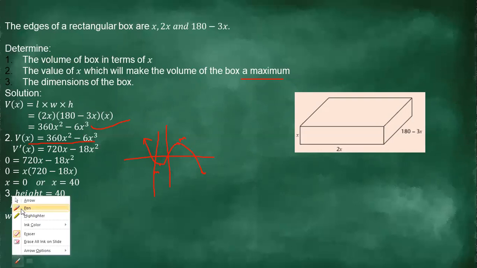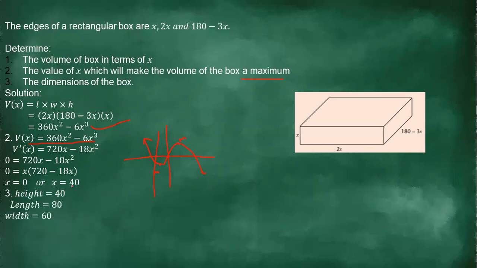And the last question: the dimensions of the box. Since we have determined the value of x, the height is still x, so the height is 40. The length is 2x, so 2 times 40 is 80. And when you say 180 minus 3 times 40, it gives you 60. So these are the dimensions of this rectangular box.